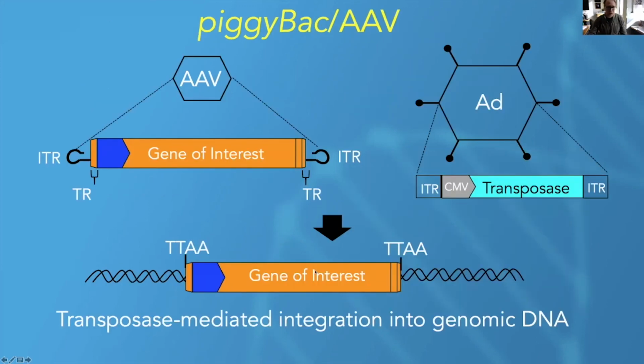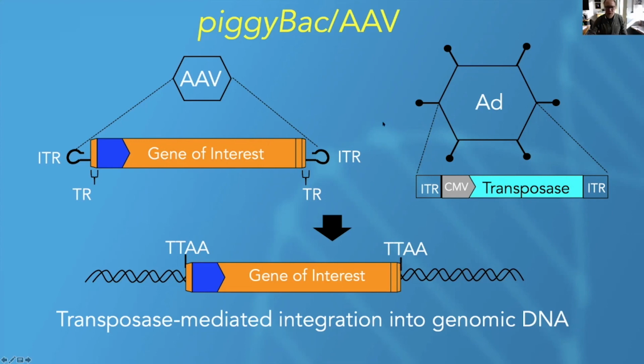So piggyBac AAV is a two-part system. PiggyBac is a DNA transposon, and you can deliver it with a viral vector to basically make what's usually an episomal vector into an integrated vector. So in this case, the transposon is delivered with an AAV. So it's just your gene of interest, your expression cassette, and it's flanked by the piggyBac TRs. So it's really just the addition of these TRs that make it a piggyBac AAV. You deliver the transposase in trans, and in this schematic it's delivered with AD. It could be with another AAV, it could be as an RNA, or it could be as a protein.